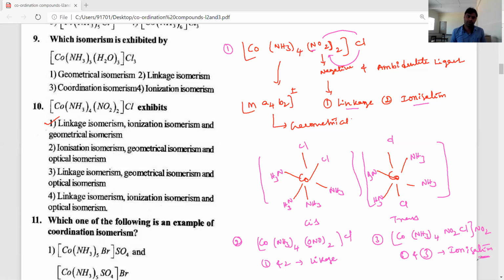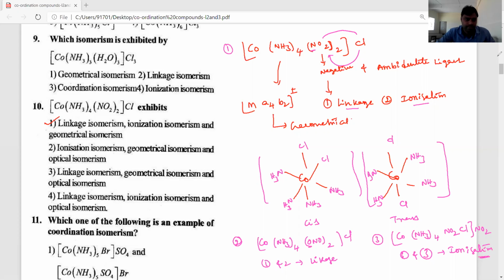So the given complex Co(NH3)4(NO2)2 Cl exhibits geometrical isomerism, linkage, and ionization isomerism. So we have to identify very easily whether the given complex exhibits ionization or not, hydrated isomerism or not, linkage isomerism or not, coordination isomerism or not. These are the four different types of structural isomers. The other stereoisomers are geometrical isomers and optical isomers. Okay, students.